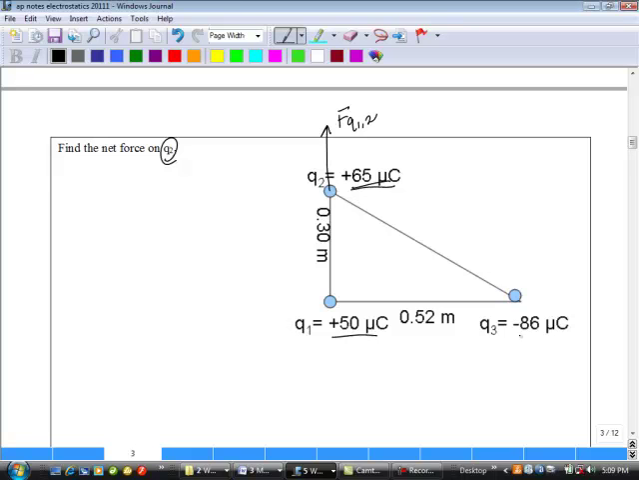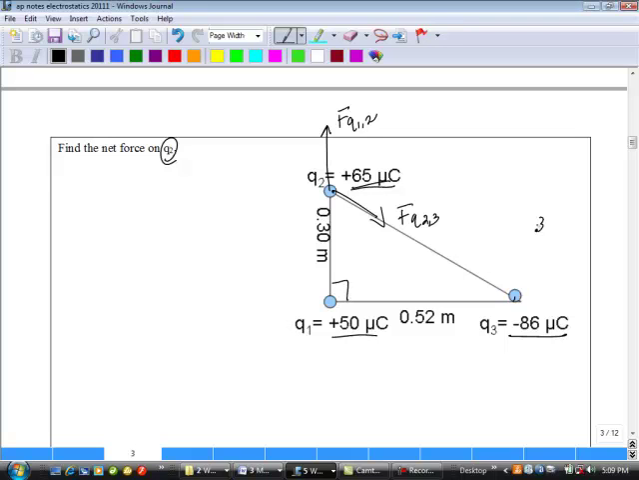Will there be a force between Q3 and Q2? Yes, one's positive, one's negative, so this one is going to go that way along the diagonal. So I'll label that the force between Q2 and Q3. So far so good, except I don't have some distances here. How do I calculate what that distance is between Q2 and Q3?